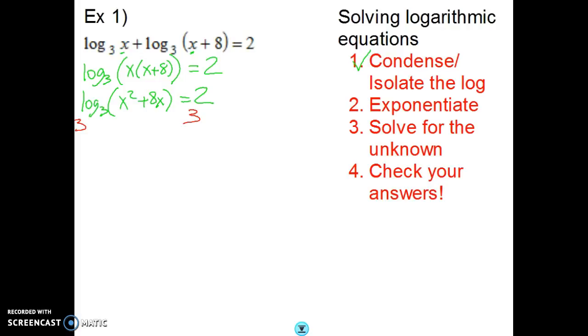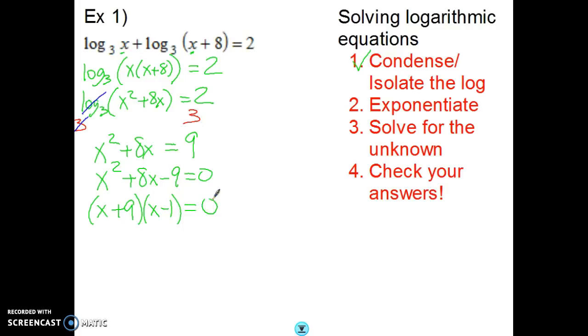Now remember, the reason we do this is that 3 to the log base 3 ends up canceling out. So these go away. On the left side, that means we are just left with x squared plus 8x. On the right side, 3 to the second power is 9. From here, this is a quadratic equation to solve. We've solved a billion of these at the beginning of the year, so we subtract 9 from both sides. x squared plus 8x minus 9 equals 0. This factors out nicely into x plus 9 times x minus 1. And from there, we're going to get that x is equal to negative 9, or x is equal to 1.